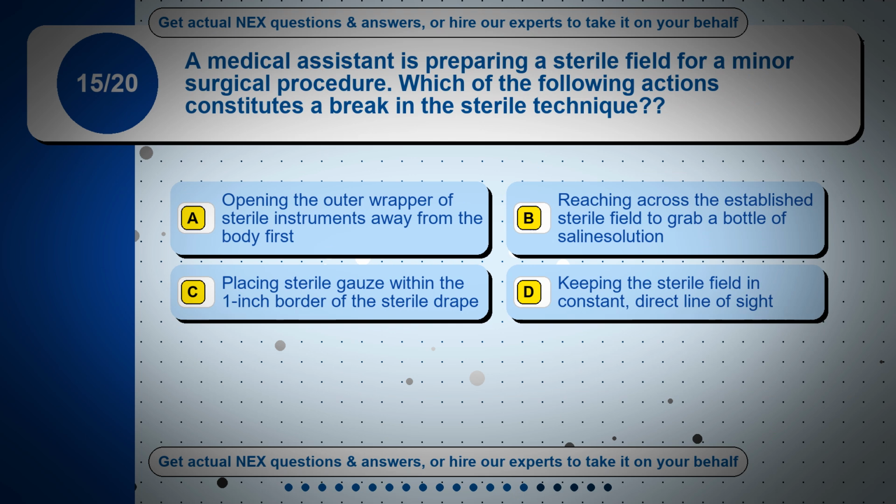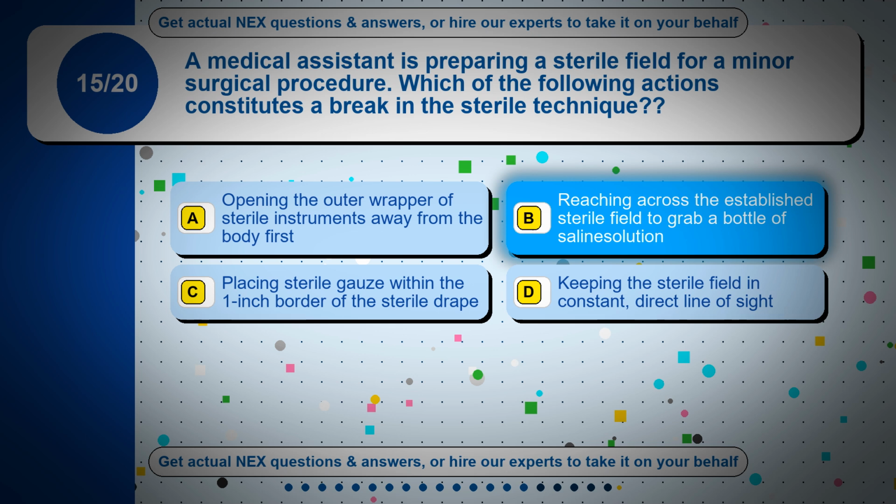Question 15. A medical assistant is preparing a sterile field for a minor surgical procedure. Which of the following actions constitutes a break in the sterile technique? Option A, opening the outer wrapper of sterile instruments away from the body first. Option B, reaching across the established sterile field to grab a bottle of saline solution. Option C, placing sterile gauze within the 1-inch border of the sterile drape. Option D, keeping the sterile field in constant, direct line of sight. The correct answer is option B.